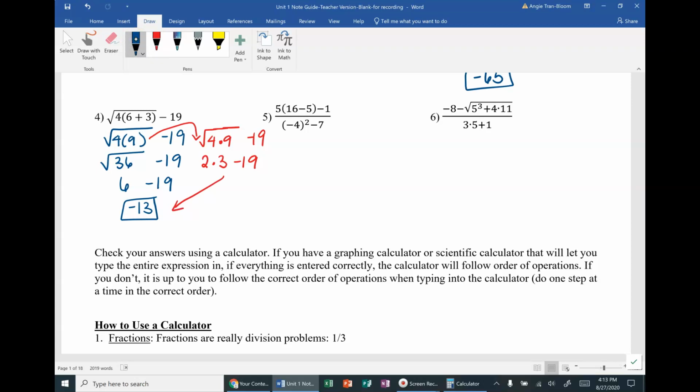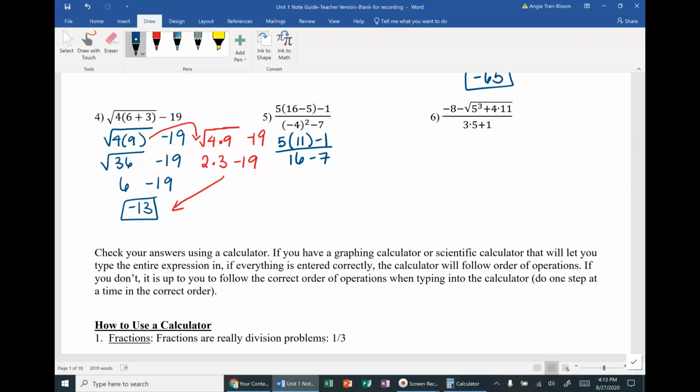Example 5. 5 times the quantity of 16 minus 5, close the quantity, take away 1, all over quantity of negative 4 squared, take away 7. And let's do the quantity first. 16 minus 5 is 11. On the denominator, there is no quantity, but we do have the power. So a negative number, when you square it, it's the same thing as saying negative 4 times negative 4. That will give us a positive 16. So we are going to drop down the minus 7.